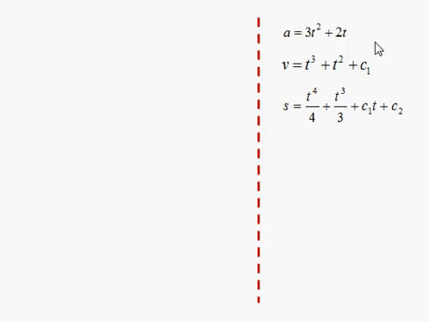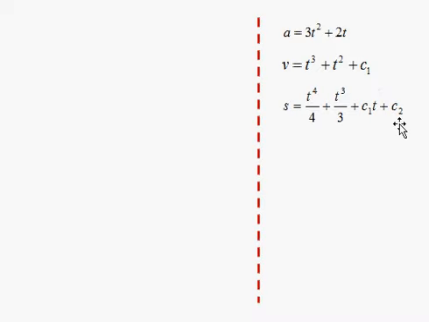I'm displaying all the three equations here. There is acceleration, which is given in the question, and velocity and distance, which we have derived. But in order to apply these two equations, that is the velocity equation and the equation for distance, in our problem, we need to find out what C1 and C2 are.